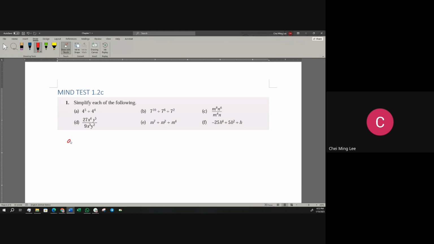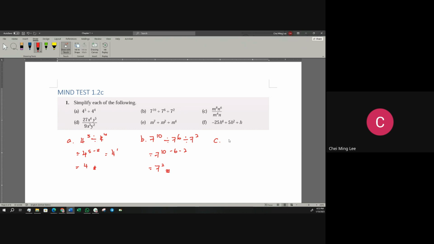Now for A, 4 to the power of 5 divided by 4 to the power of 4. So this is 4 to the power of 5 minus 4, which equals 4 to the power of 1, or equals 4. Now for B, 7 to the power of 10 divided by 7 to the power of 6 divided by 7 to the power of 2. So it becomes 10 minus 6 minus 2. So 7 to the power of 2.